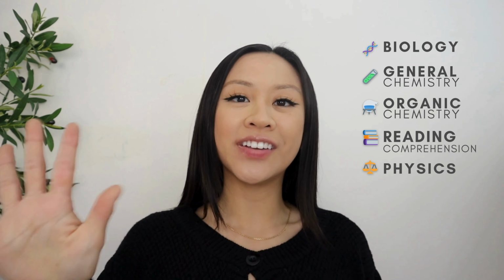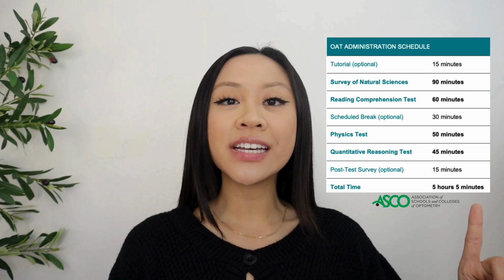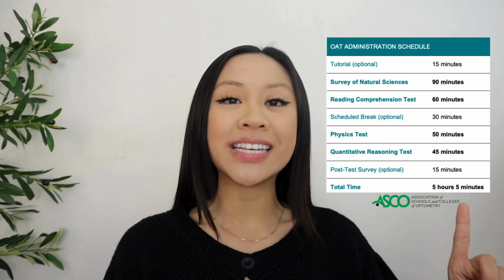These subjects include biology, general chemistry, organic chemistry, reading comprehension, physics, and quantitative reasoning. The OAT exam is scored on a scale of 200 to 400. This scoring includes the scoring of each individual subject, the total science score, and the academic average score. Now, the OAT exam can take about 4 to 6 hours. Here is a general timeline of the OAT exam sourced by the ASCO OAT Candidate Guide.